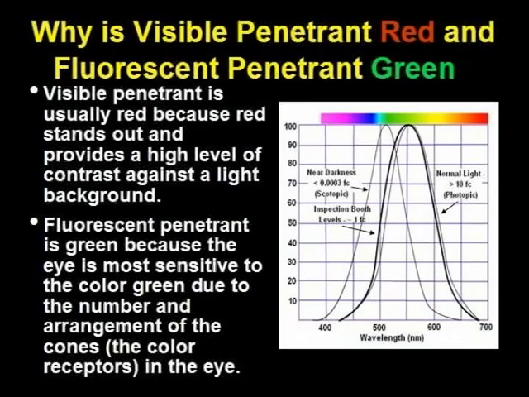Visible penetrant is usually red because red stands out against the white background of the developer. Fluorescent penetrant is green because the eye is most sensitive to this color.